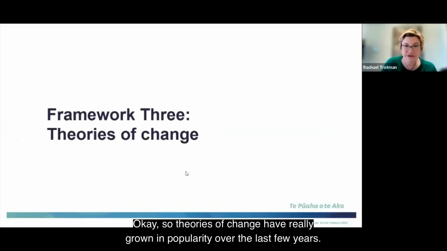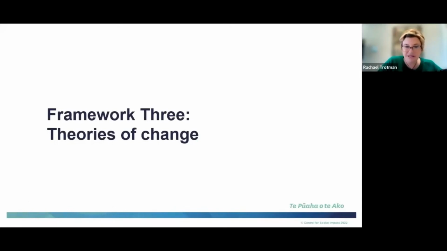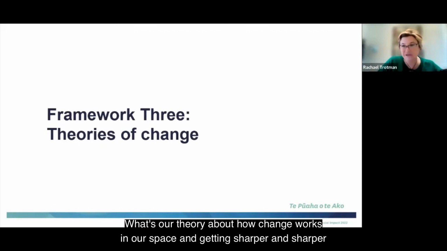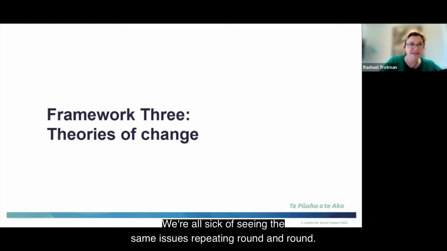Okay, so theories of change have really grown in popularity over the last few years. And I think it's because people are really wanting to get beyond just identifying outcomes to what are the things that we're doing that are making a difference. What's our theory about how change works in our space, and getting sharper and sharper on those things. We're all sick of seeing the same issues repeating round and round.